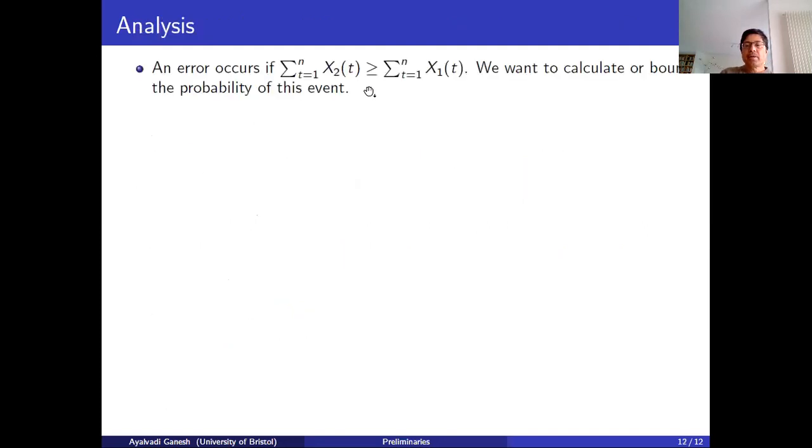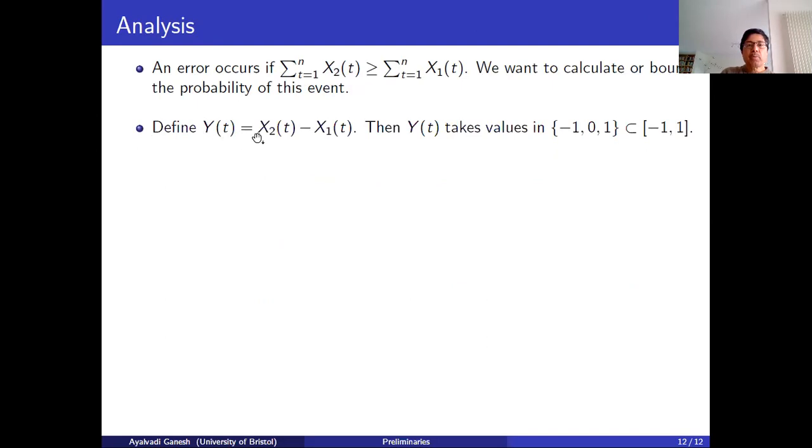Okay, so I've said that already. So an error occurs if the total reward in n plays of the second arm is bigger than the total reward in n plays of the first arm. And we want to find a bound on the probability of this.